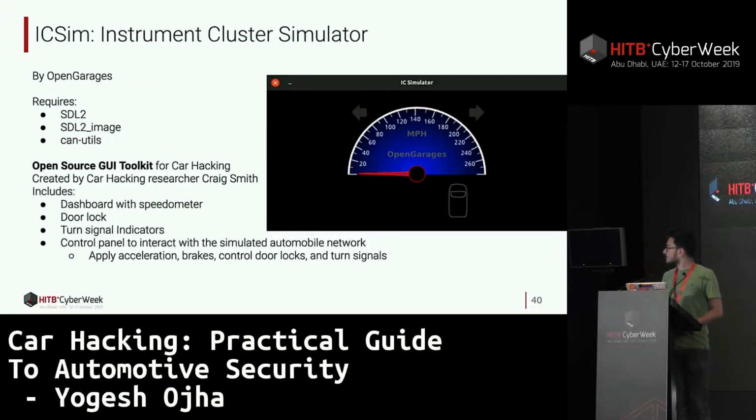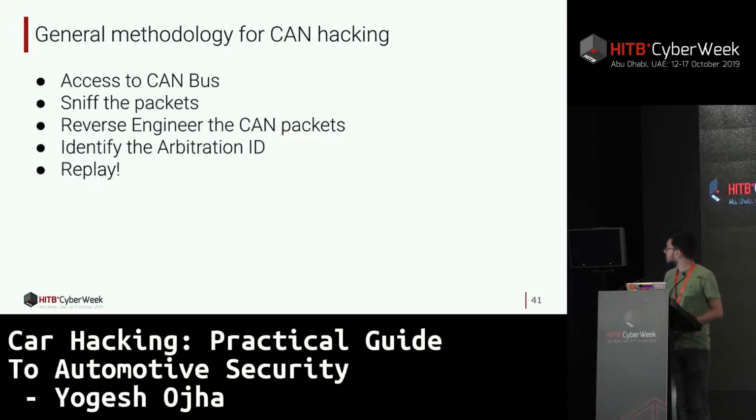This is from Open Garage, and the same guy, Craig Smith. It requires the SDL2 libraries, SDL2 image, and then can-utils, so you can install those. This has a dashboard with the speedometer and door locks. If you want to lock and unlock the door, it has all the doors. It has turn signal indicators as well. You can see the left and right turn signals. You can apply acceleration and brakes, all of this from your keyboard as well. It even has a control panel to interact with the automotive network.